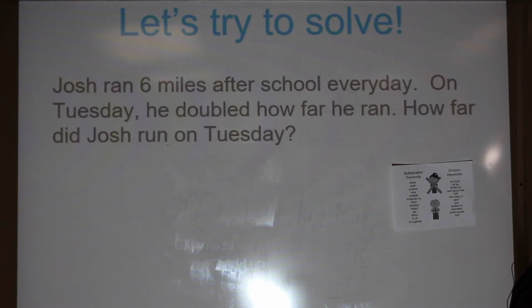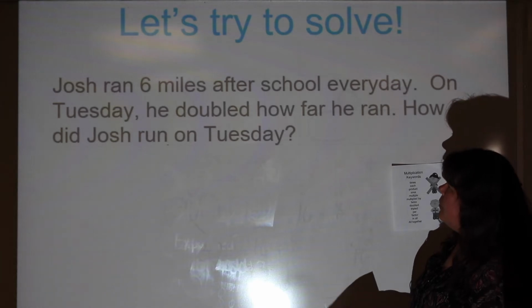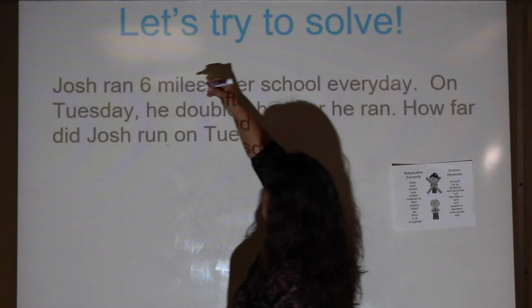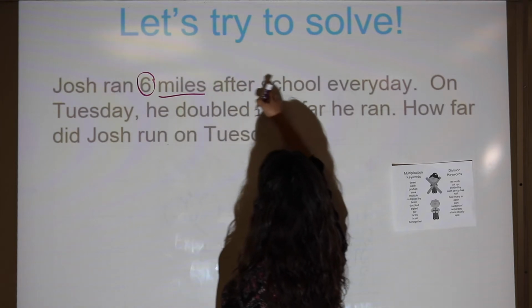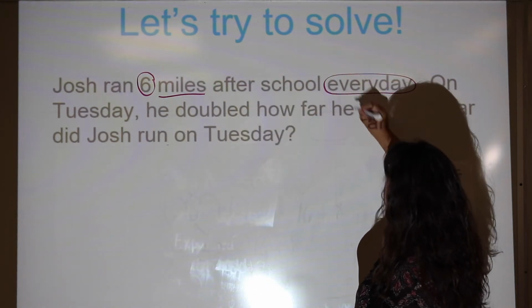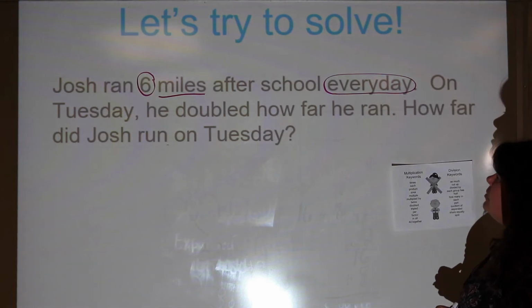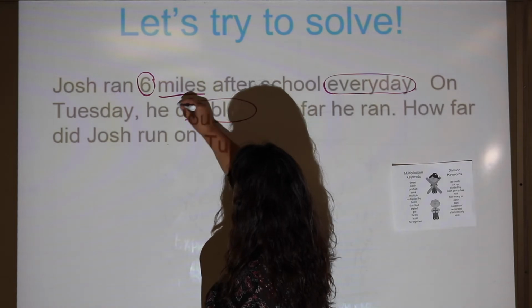Josh ran 6 miles after school every day. On Tuesday, he doubled how far he ran. How far did Josh run on Tuesday? Oh boy. So I'm going to go through and circle and underline some key important words. I've got 6 miles. And he does this after school. He does this every day. On Tuesday, though, he doubled. Ooh, here's this big word doubled.